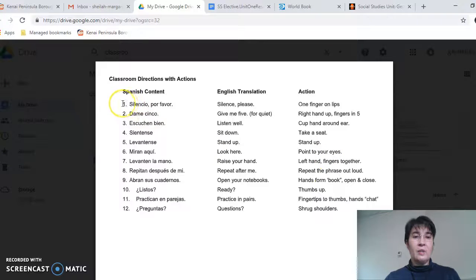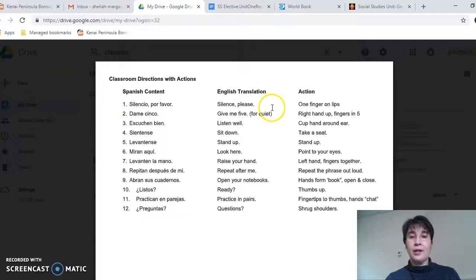So here for number 1, we have silencio por favor. Silencio por favor. And it means silence, please. You'll notice that silence and silencio look very similar. They are called cognates. A cognate is words in two languages that look similar and sound similar and in fact have the same meaning. So silencio and silence are cognates.